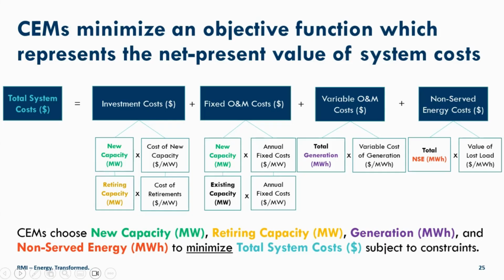Given this objective function of minimizing total system costs, the model is making decisions. The model can make decisions on how much capacity is built or retired. It'll make decisions in a simplified way because this model is on the left side of that operational detail and time granularity spectrum. So it's basing this on simplified generation and also deciding when it makes sense to pay the non-served energy costs. The capacity expansion model is choosing these decision variables such as new capacity, retiring capacity, generation, and non-served energy to minimize total system costs subject to constraints.